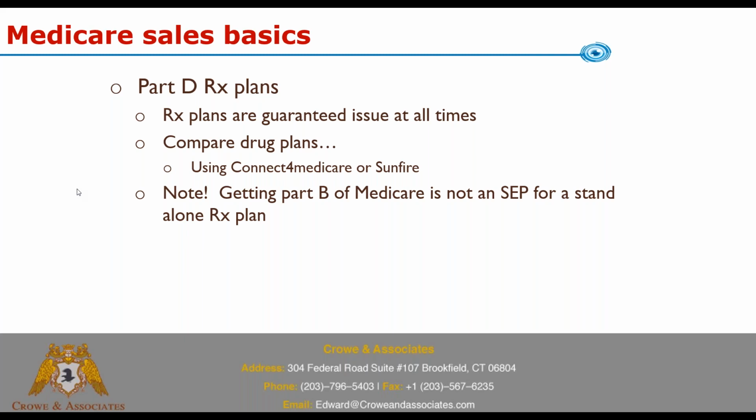So run drug plans through Connecture or Sunfire. It doesn't cost you anything to use either one. And you can save the lists on there so you don't have to enter them every year. It'll save your client's info too, and then you can enroll them either by text or email through that system with all companies. I made a note there. I forgot what I was talking about. Oh, I mentioned getting Part B is not a SEP for a standalone RX plan. So just don't fall prey to that.